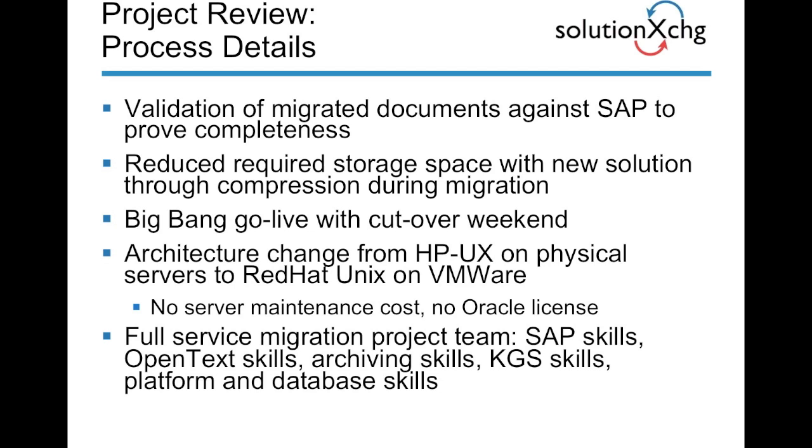There's a couple of ways how you can orchestrate a migration. You can either set up the new system in parallel and redirect all the documents into the new system, or you can migrate everything over first and then do a switch over once you know that you have everything captured, and only at that point all the new documents flow into the new archive. So we decided to go with the latter approach, not a parallel existence of both. In this particular case we chose a big bang go-live with a cutover weekend, which was done on a Sunday and actually worked well. We changed our architecture from HPUX on physical servers to Red Hat Unix on VMware.